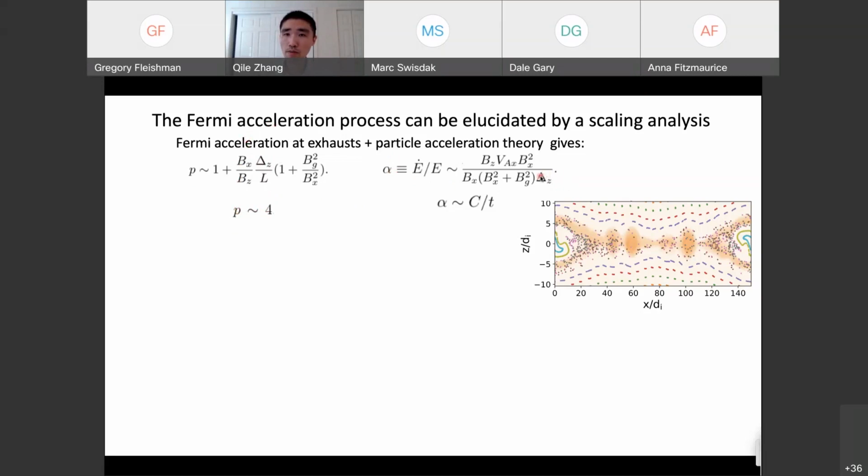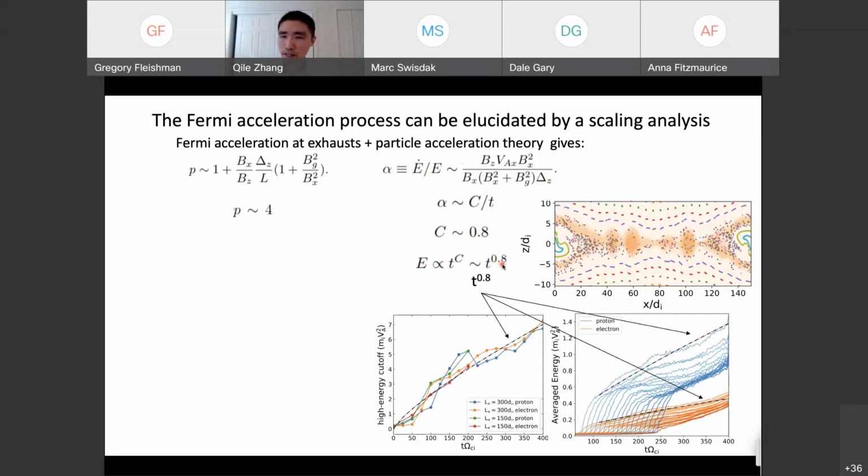But on the right, we expect that the acceleration rate is actually decreasing over time. And by a closer examination of delta Z in the simulation, we estimate that the constant C is about 0.8. And from here, we can solve the particle energy evolution to get E scaling as T to the C power, which is T to the 0.8 power. And this rough scaling is roughly consistent with both the growth of the high energy cutoff of the power law and also the time evolution of the particle energy for protons and electrons over time.